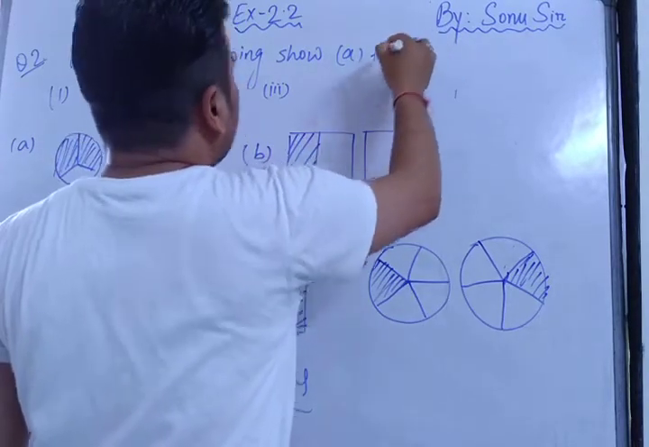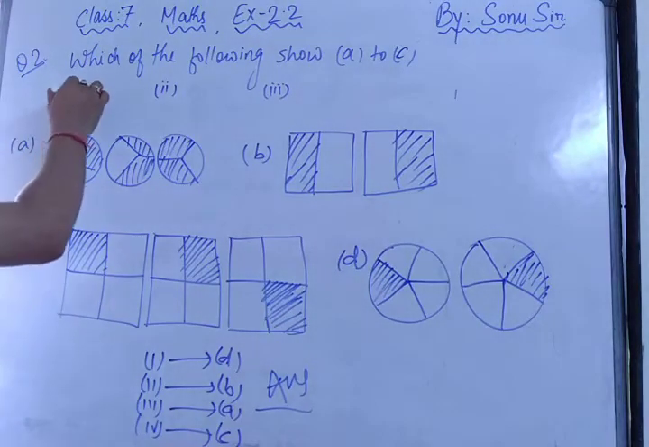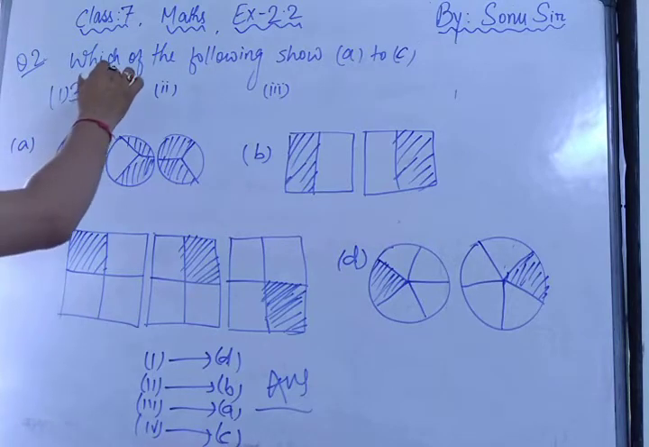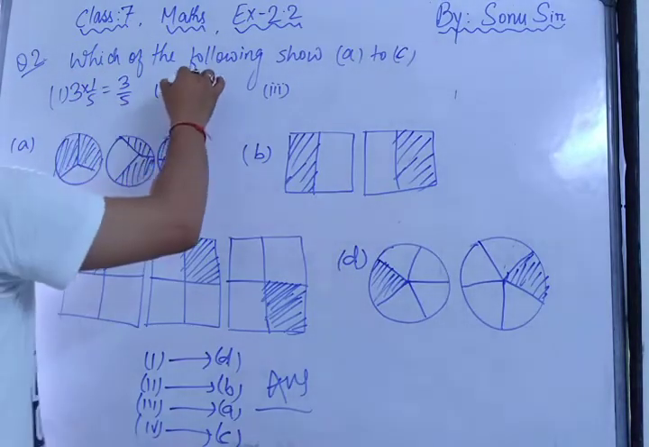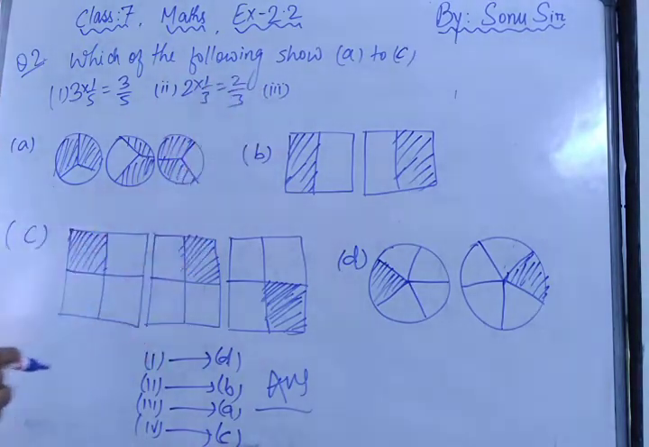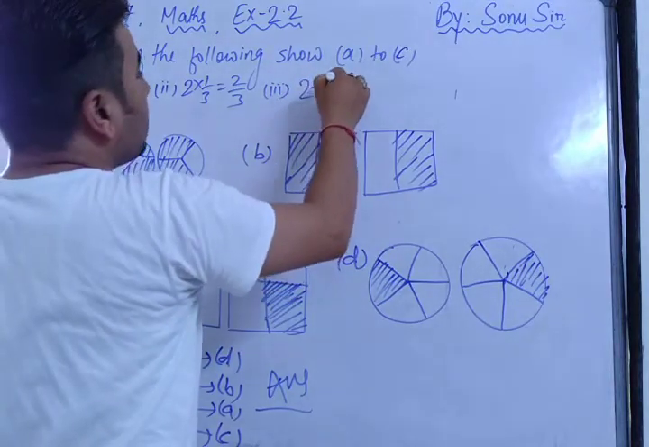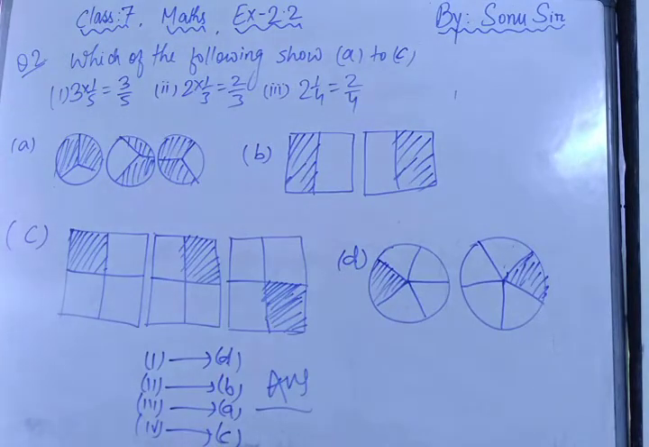The 3 options are 3 into 1 by 5, which is equal to 3 by 5. Second one, 2 into 1 by 3 is equal to 2 by 3. And the third one, 2 into 1 by 4 is equal to 2 by 4. See here, this fraction has already been converted into a proper fraction.